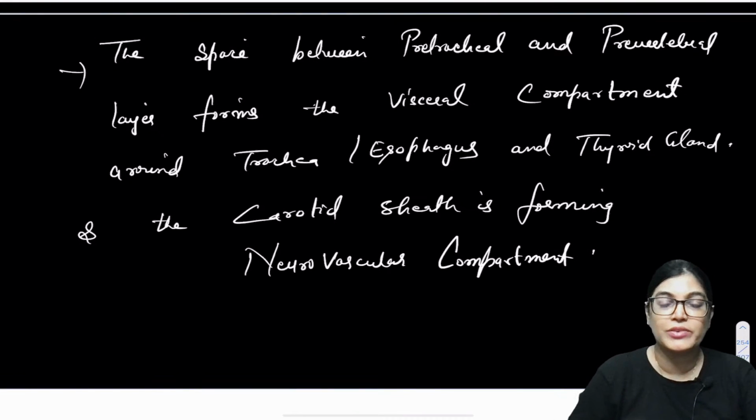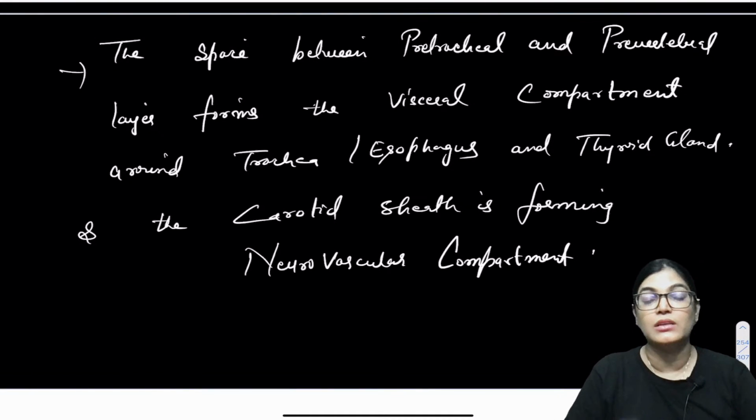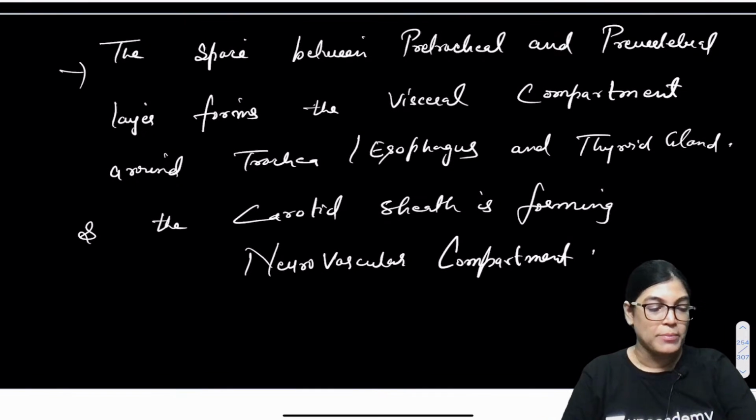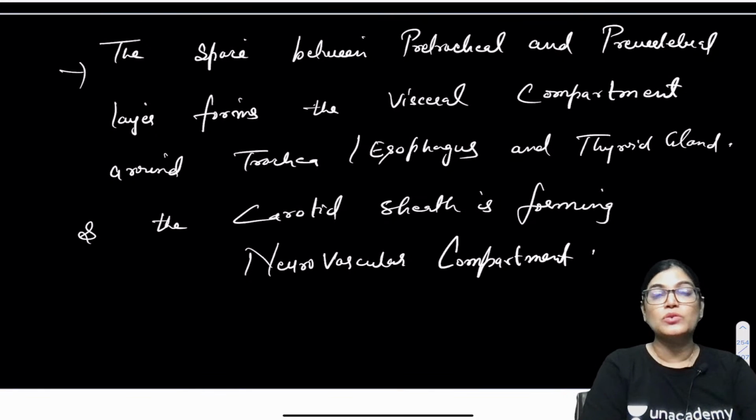Okay, so these are the general information which I have given about the deep cervical fascia. Now let's describe each layer in detail. So what will we study first? The first layer which I want you to know is the investing layer.